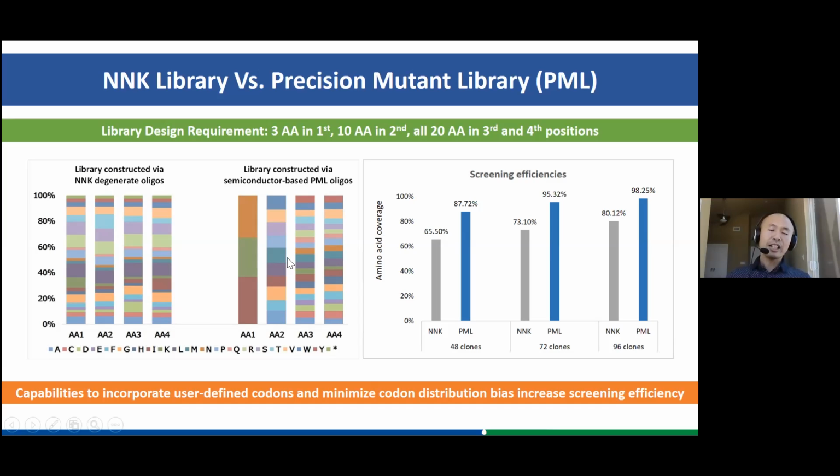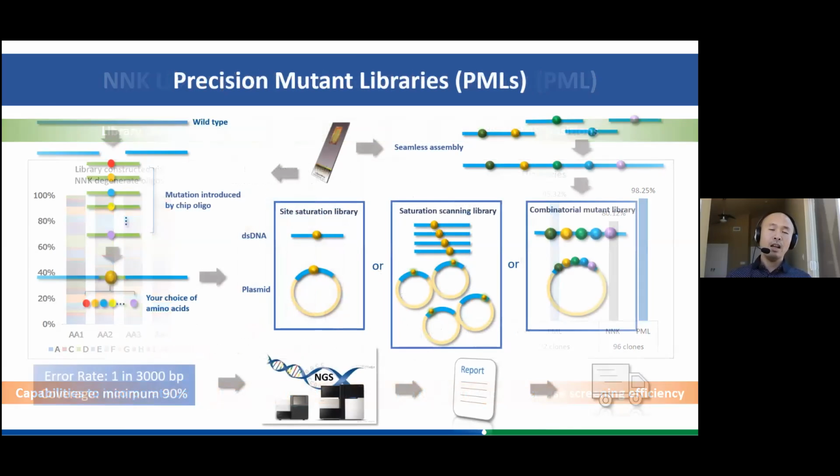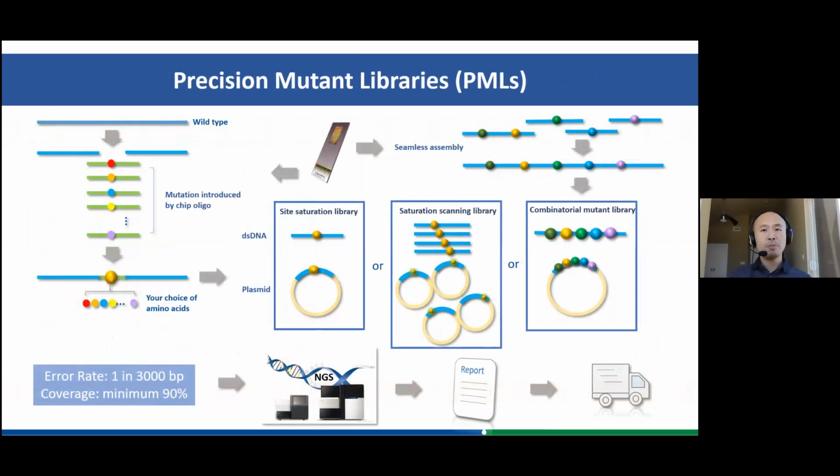This is actually going to translate directly into screening efficiency. You can see here that the screening efficiencies of our precision mutant library are substantially higher than those of the NNK library. As a result, our precision mutant libraries can significantly reduce the burden of screening and the subsequent characterization. So there are three different types of precision mutant libraries.